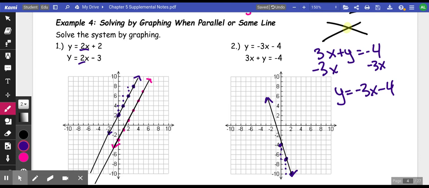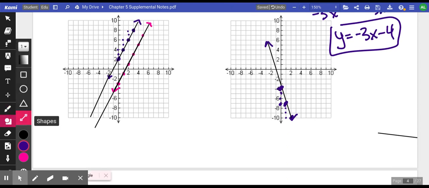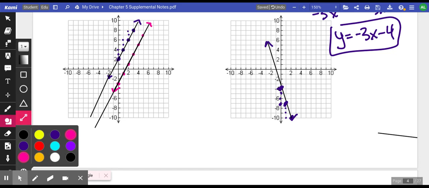All right, well that sounds awfully familiar because it's the exact same equation that I just graphed. Okay, I'm starting here at negative 4 and I'm going down 3 and over 1. It's literally the exact same line. So I can draw that again. Let me do it another color. Okay, it's literally the exact same line twice.